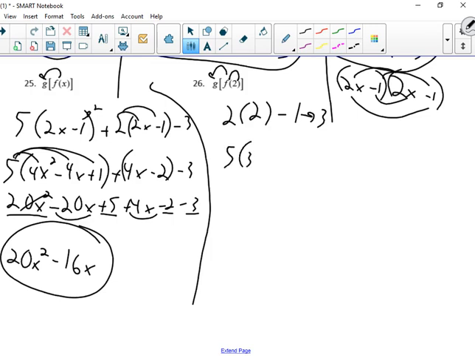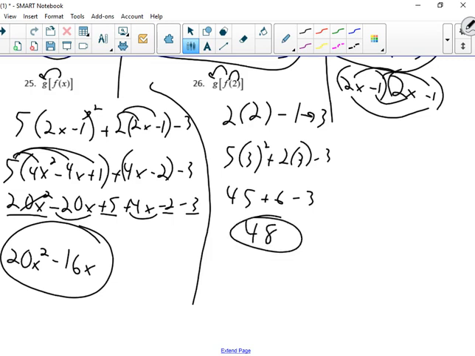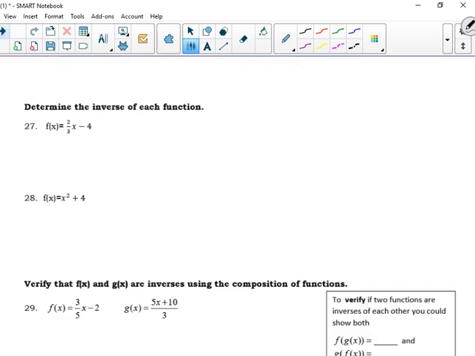So 5 times 3 squared plus 2 times 3, so x, minus 3. 3 squared is 9 times 5 is 45. 2 times 3 is 6, minus 3. 45 plus 6 is 51, minus 3 is 48. We're almost there, hang in there, almost complete.